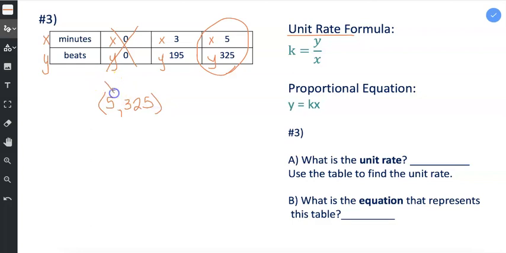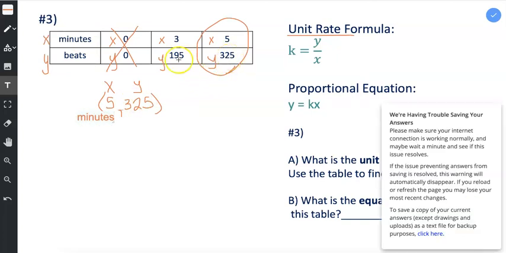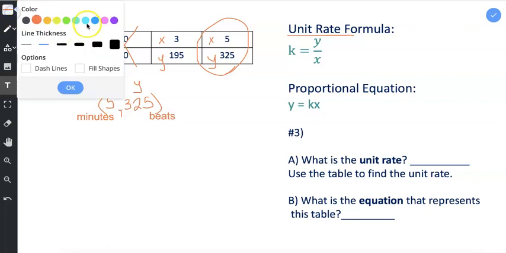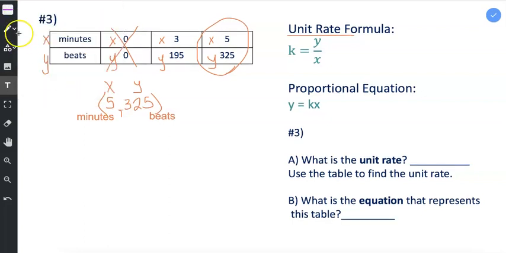I'm going to label 5 as x and 325 as y. And then I'm going to type that 5, well, I have to follow it back to the beginning, is minutes. And 325, I follow back to the beginning, is beats. And now I'm ready to fill in the unit rate formula.